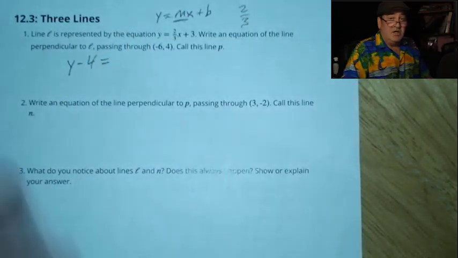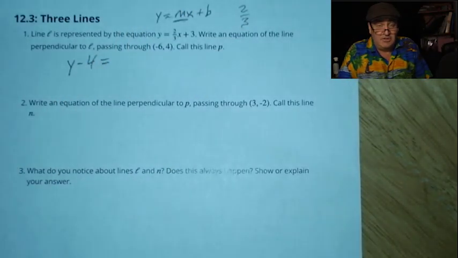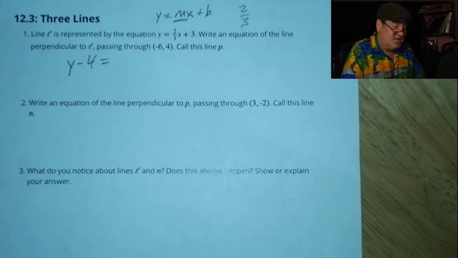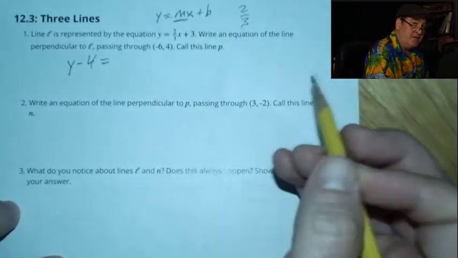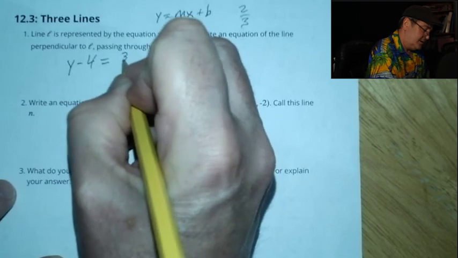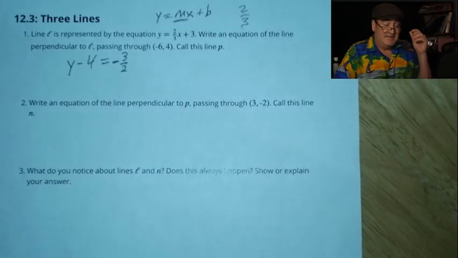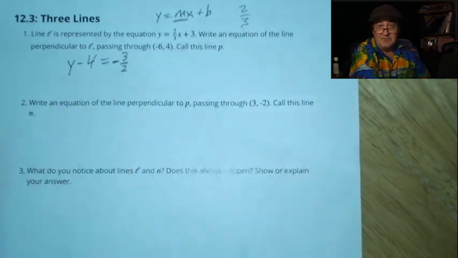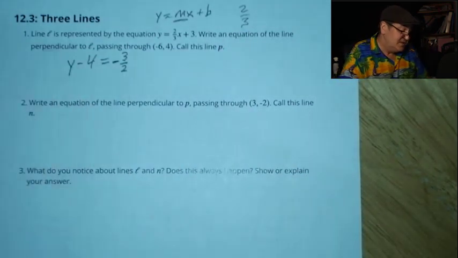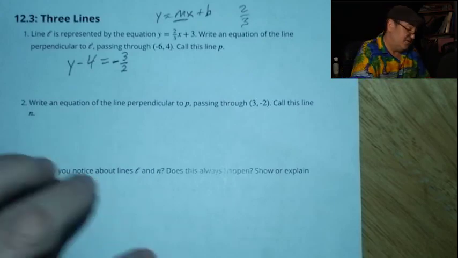equals, what slope do we need to use? It needs to be perpendicular. So we're going to take the slope of the original one and turn it upside down, 3/2, and change the sign. If our original one had a negative sign, then we would use a positive slope. But since it was positive, we're using a negative slope.